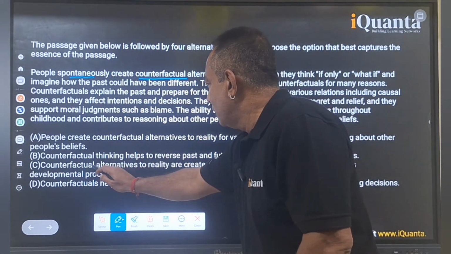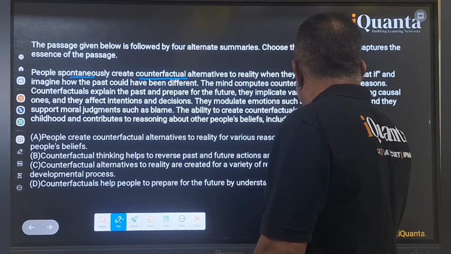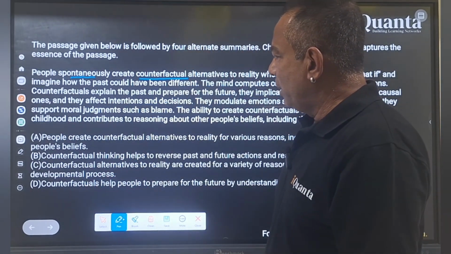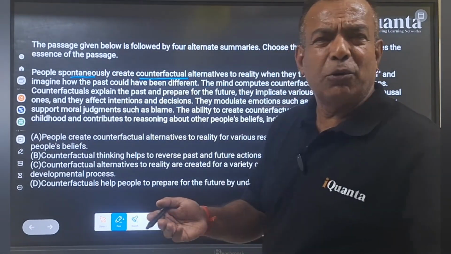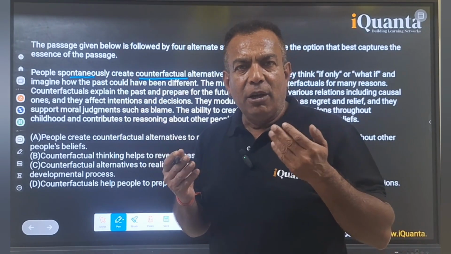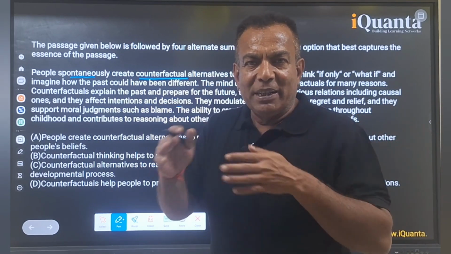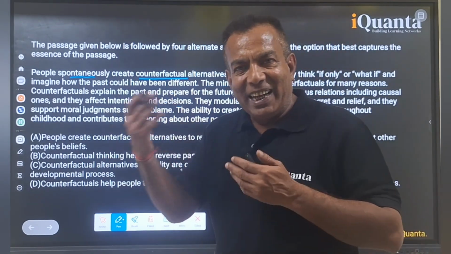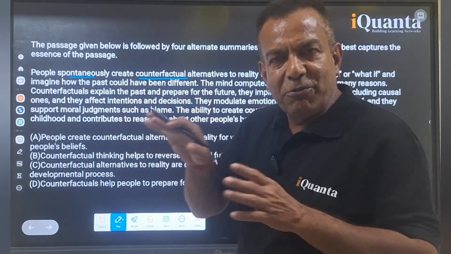Okay, number 3, counterfactual alternatives to reality are created for a variety of reasons and is part of one's developmental process. So it's talking about the same thing. There could be many reasons for creating this counterfactual alternative, or the thinking that they have, which spontaneously they create. And obviously this comes from right from their childhood. They have been doing this, and it has become a part of their habit of blaming others, or analyzing, or reasoning with other people in a different way.